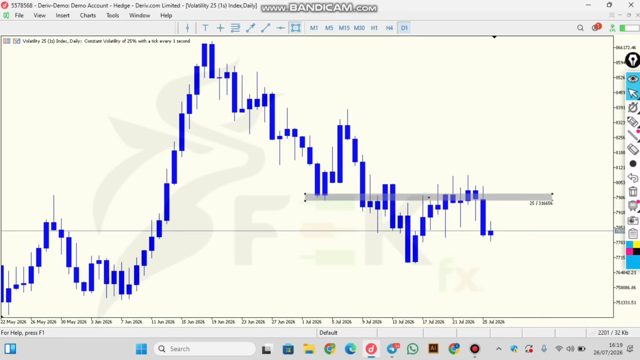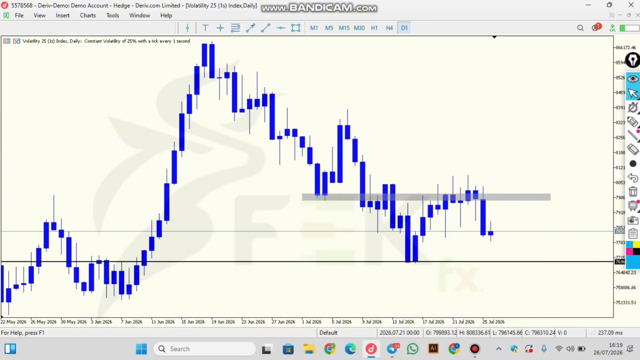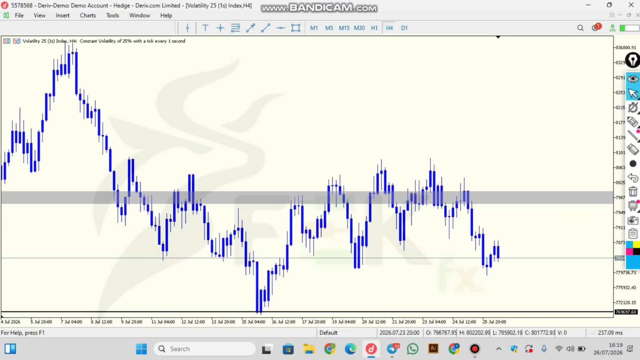So the market rejected this level. The market was unable to break this level, which means the level is most likely to hold, with a series of rejection candles. As you can see, this is the daily time frame, and yesterday's candle gave us a pressure bearish candle. So we'll be looking to sell this market.